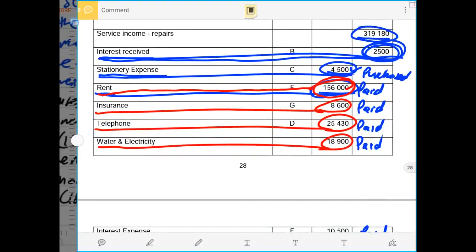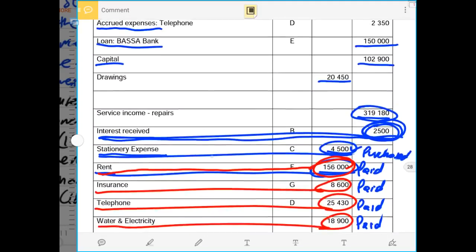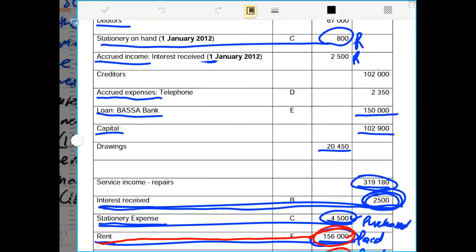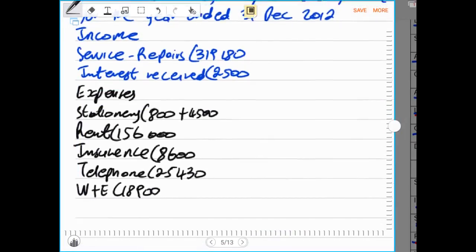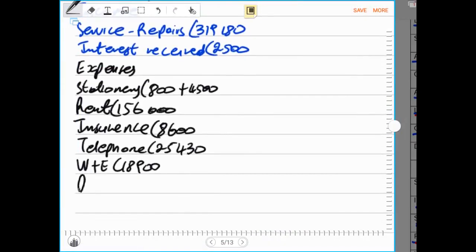Then we have to account for the interest expense, because there was a loan from Basa Bank of 150,000 rands. So let us account for the interest expense on the loan. Another thing that we have to account for is also depreciation. Let us not forget. Let us start with depreciation, then we record interest expense.